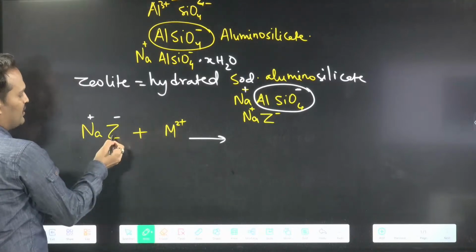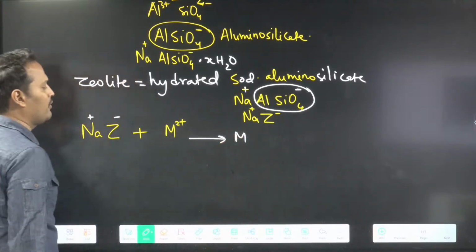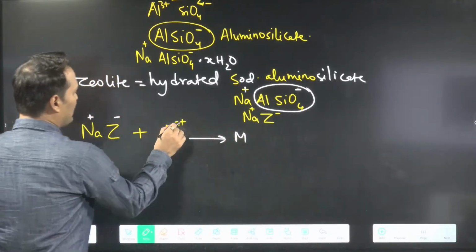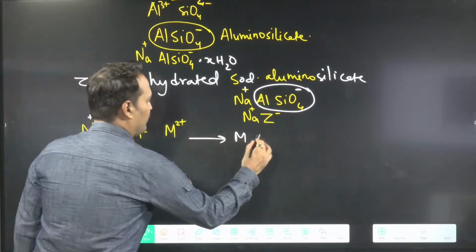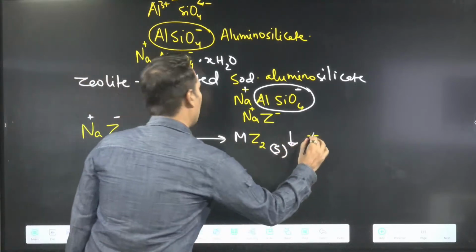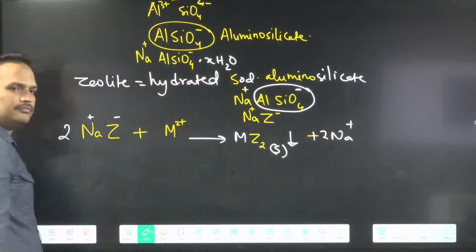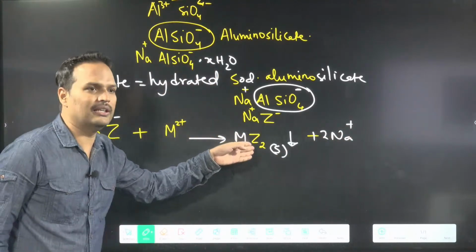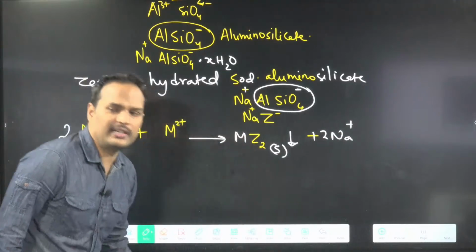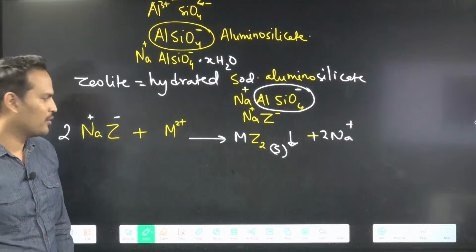This is M2+. This is Z-. Combine both. What is the formula you are getting? M2+ is there, here only minus. So the formula will be MZ2 and this is your solid. What is left? Na+. Okay? Now your friend is precipitated. He is sitting in the bottom of the bucket. No problem. Got the point?